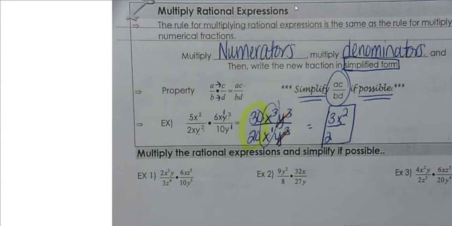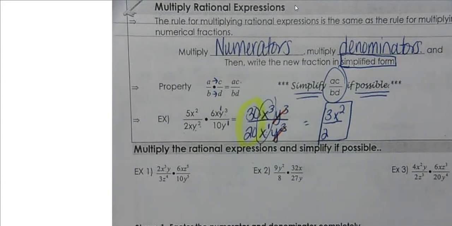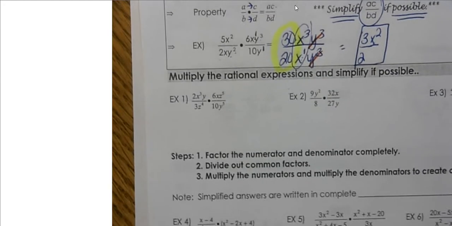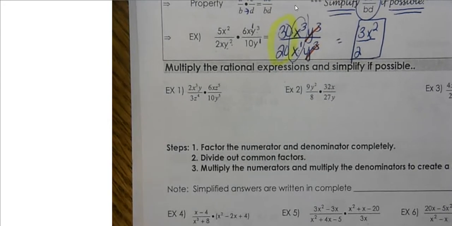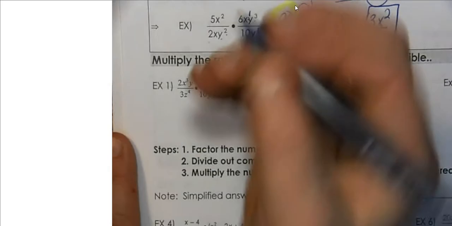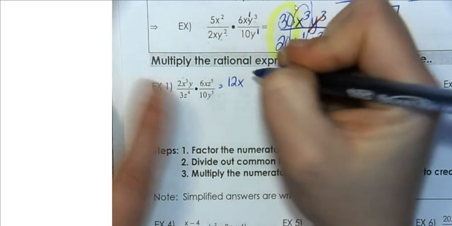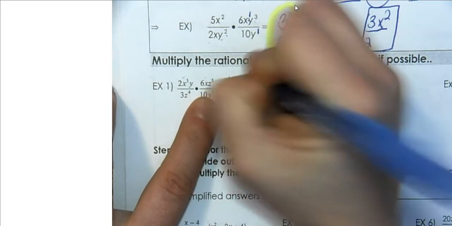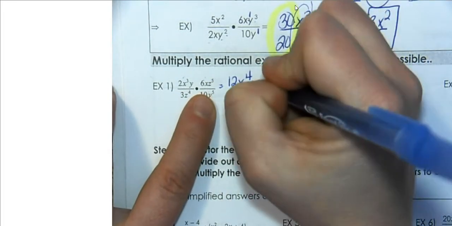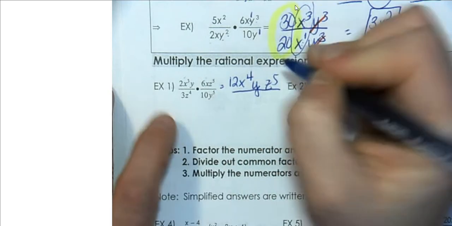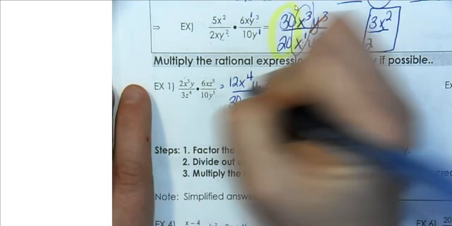And that's all that you're going to do. You're just going to multiply straight across and then simplify. So let's go ahead and look at example number 1. In example number 1, I'm going to go ahead and multiply straight across. I have 2 times 6, which is 12, x to the third times x, which is x to the fourth. I have a y in there and then a z to the fifth. This is all over 3 times 10, which is 30.